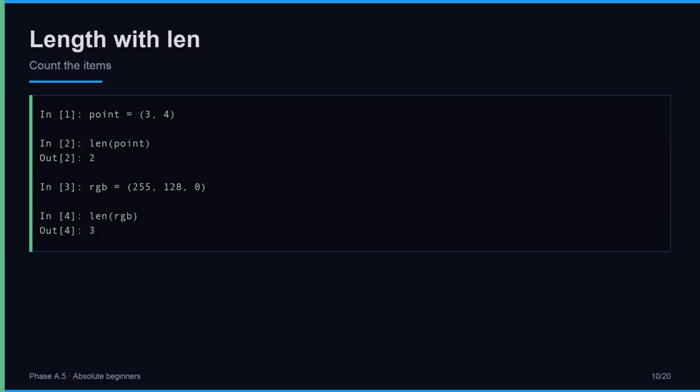Len works on tuples just like on lists. point = (3, 4). len(point) returns 2, there are two items. rgb = (255, 128, 0). len(rgb) returns 3. Len never modifies the collection. It only counts.